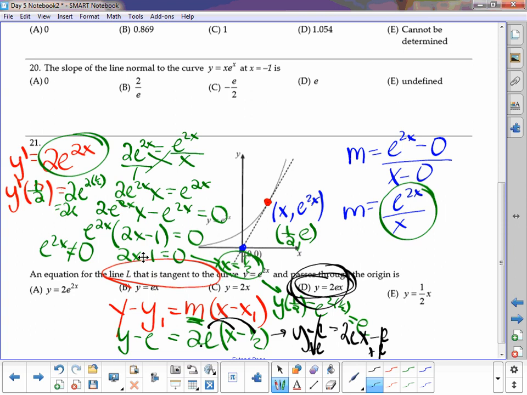We've had a couple problems like this earlier in the year when we were first dealing with our tangent line. But keep in mind, the derivative tells me the slope of that tangent line, but if I know another point that it goes through, I can also use algebra 1 to find the slope of the tangent line. Alright, let's take a look at 29 next.